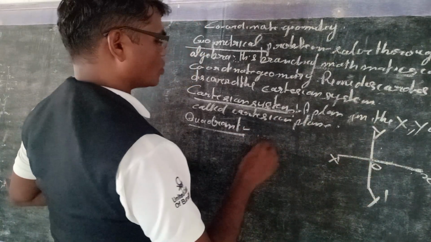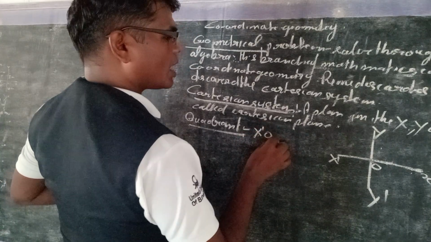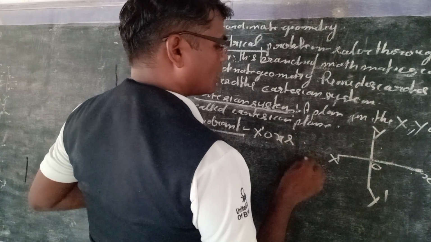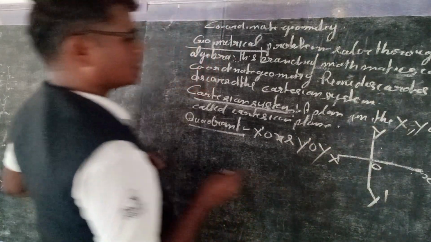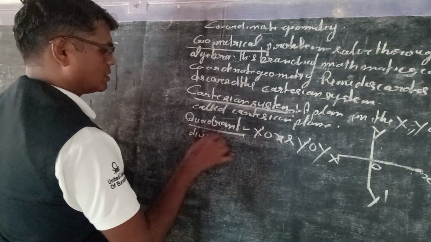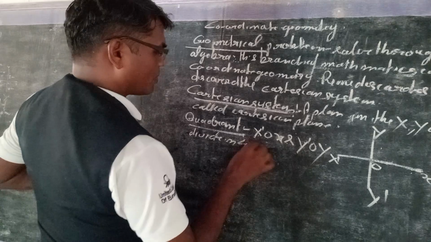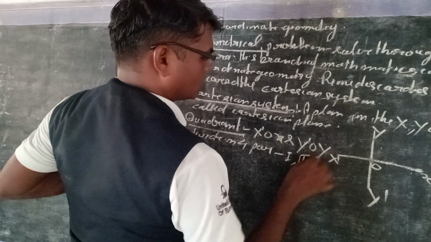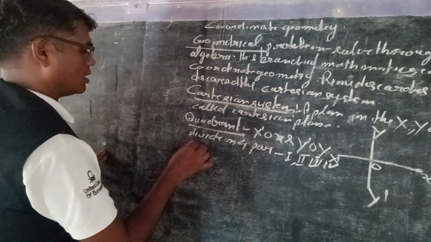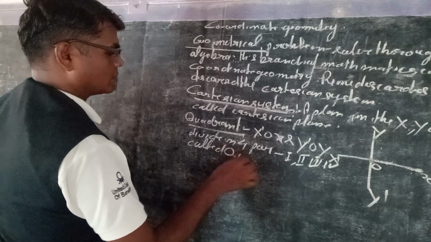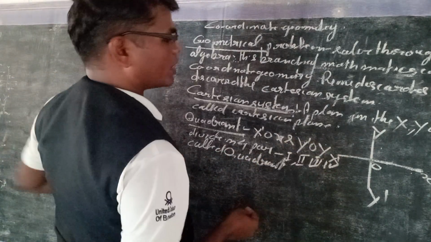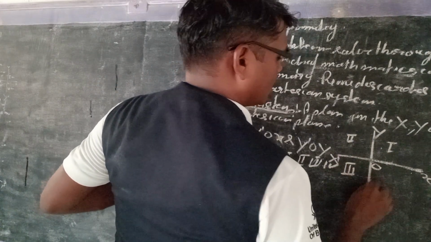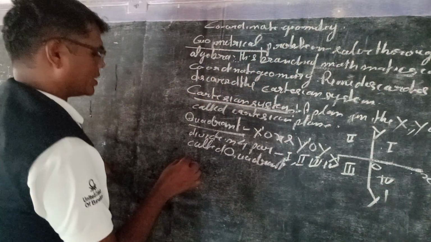Here is the origin point O, with x dash O x and y dash O y. It is divided into four parts, first, second, third and fourth, called quadrants. Here are the quadrants: first quadrant, second quadrant, third quadrant and fourth quadrant.